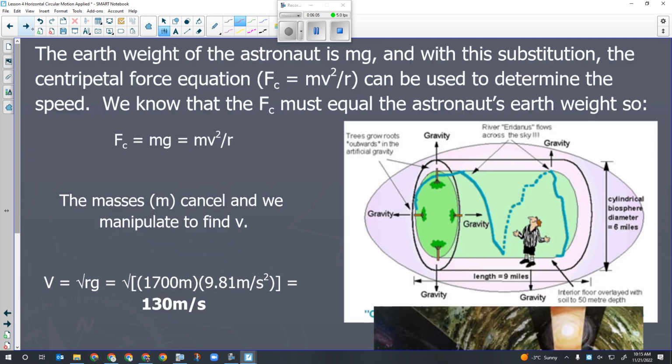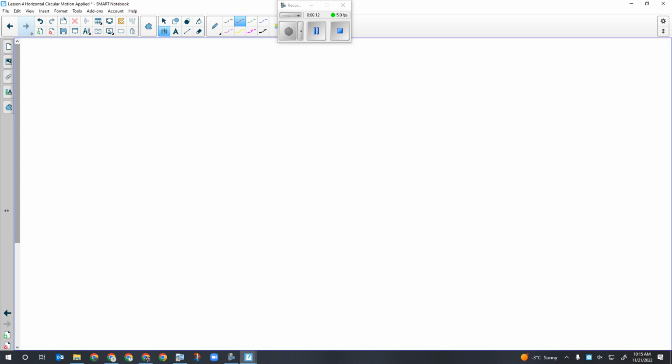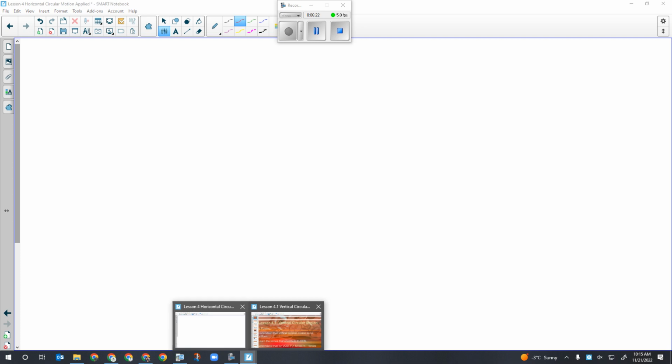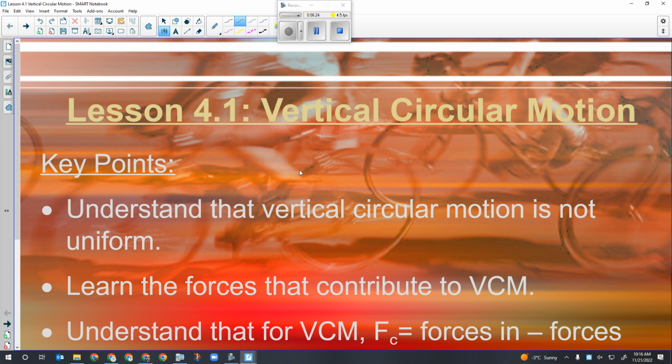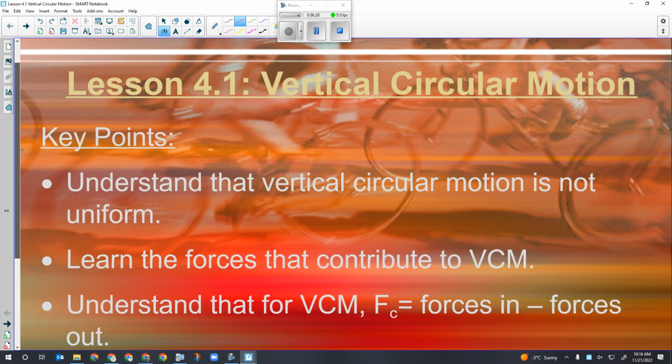Okay, so that's how our artificial gravity stuff would work for a spinning drum. That was all we had to do to finish up artificial gravity. Now we're going to look at vertical circular motion. I need you to find lesson 4.1 in your notes package on vertical circular motion.